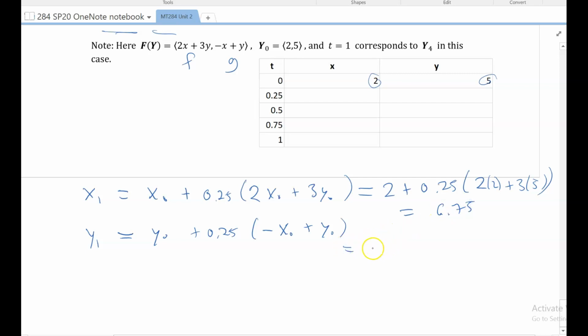For the y, our previous y was 5, so it's going to be 5 plus 0.25, our step size, and then negative 2 plus 5. So we negate our previous x plus our previous y. If you compute that all out, you're going to get 5.75. Take a calculator and compute that. You're not going to do that by hand. All right, so 6.75 and 5.75.